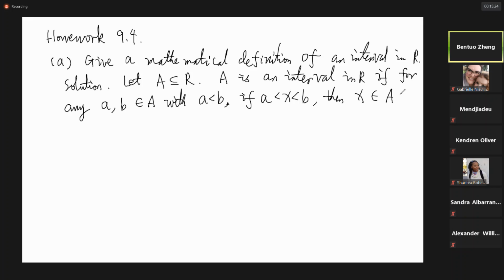So the mathematical definition of an interval in R is just a subset of the real numbers so that if there are two elements in A, you pick any two different elements in A, suppose a is less than b, and any other number x between a and b, then x must be in A. In other words, any number between these two numbers has to be contained in A. Then A must be an interval. All right, so this is the mathematical definition of an interval.